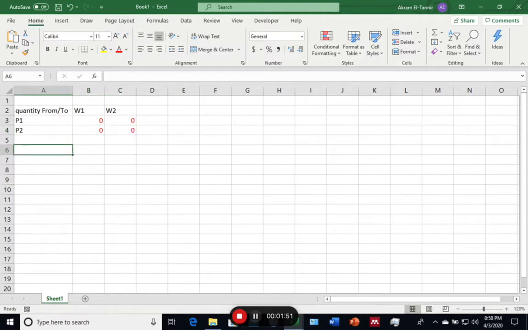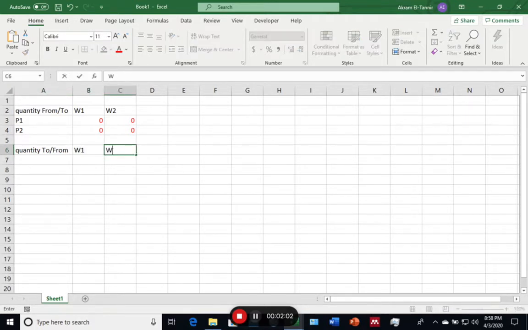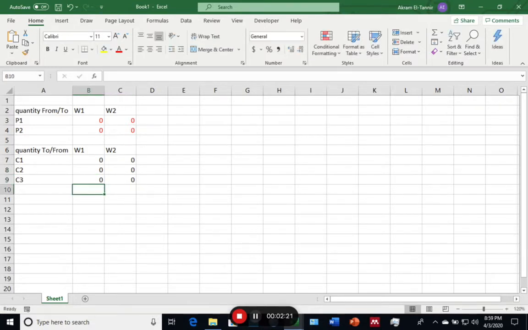Another kind of decision variables are about the quantity to customers from warehouses, so from warehouse 1 and warehouse 2 to customer 1, customer 2, and customer 3. Again, these are zeros, and they are decision variables as well.